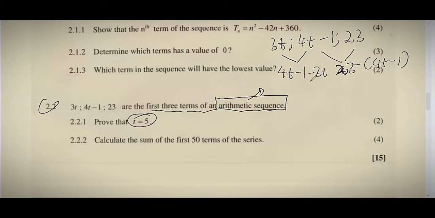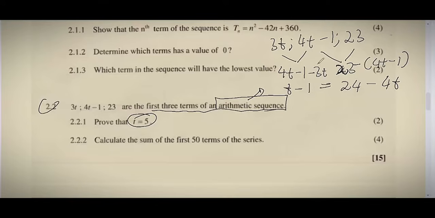Now, what is 4t minus 3t? That's t, and then we have t minus 1. Then 23 minus (4t minus 1). If we say 23, negative, negative, that's positive. So it will be 23 plus 1. So that's 24 minus 4t. But then we know that the difference here is constant. So we have a common difference or a constant difference. So that's t minus 1 is equal to 24 minus 4t.